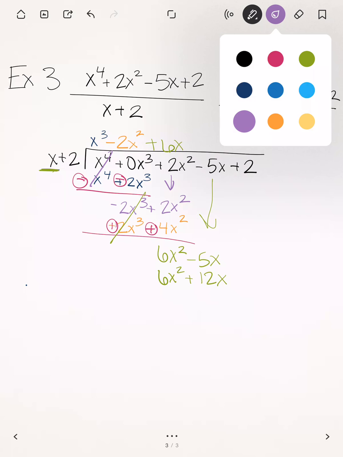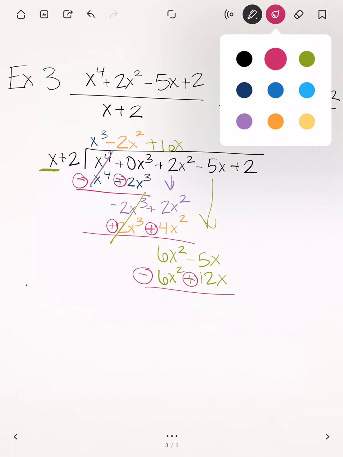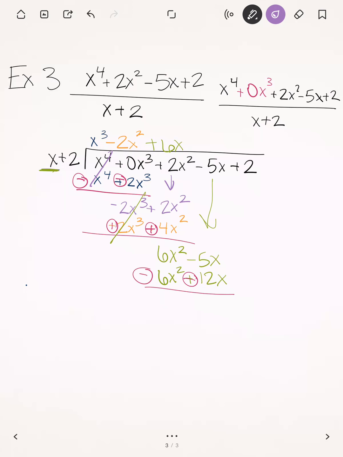Oh, wrong color. Draw my line, change my signs. So it's now a negative 12x. Those cancel out. Negative 5x minus 12x gives me a negative 17x. And I bring down my next term, plus 2.